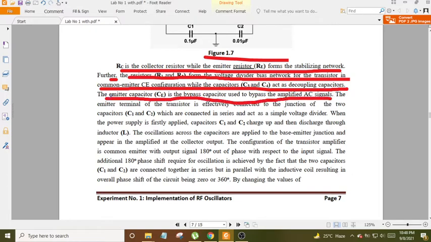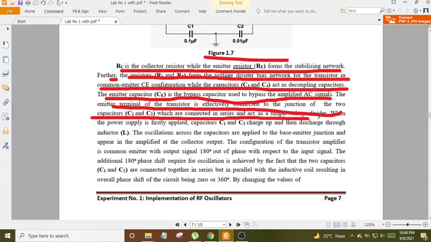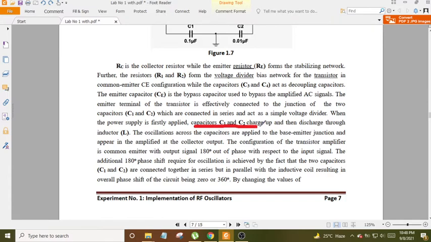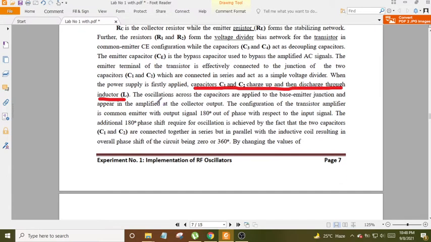The emitter terminal of the transistor is effectively connected at the junction of the two capacitors, C1 and C2, which are connected in series and act as a simple voltage divider. When the power supply is first applied, capacitors C1 and C2 charge up and then discharge through inductor L. The oscillations across the capacitors are applied to the base-emitter junction and appear amplified at the collector output.